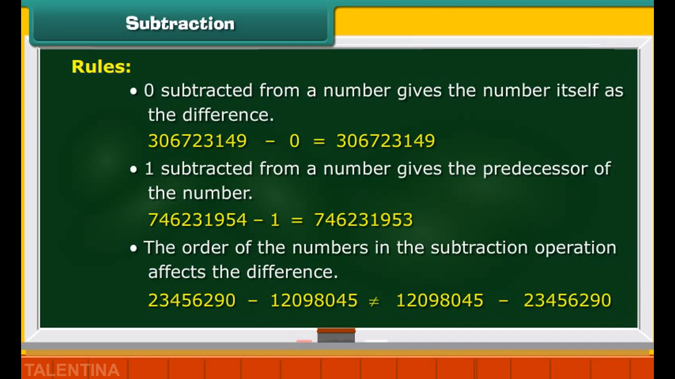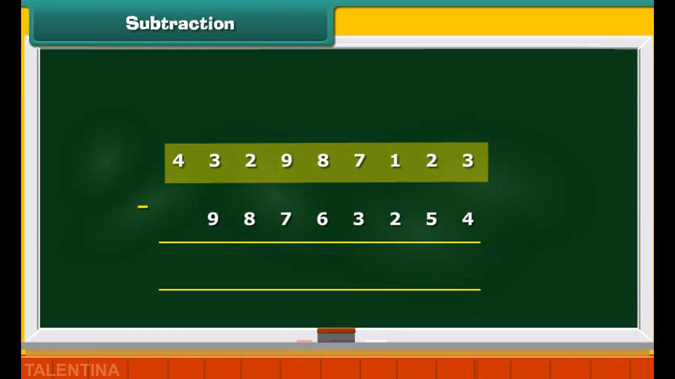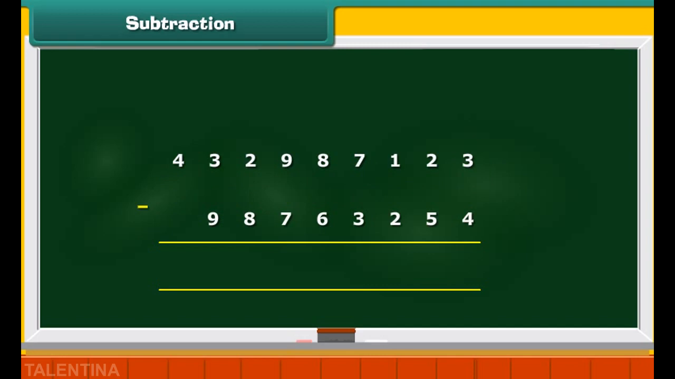Let us now perform subtraction on large numbers. Subtract 98763254 from 432987123. Draw the Indian place value chart. 432987123 is the minuend as it is the larger number. 98763254 is the subtrahend as it is the smaller number. Write the minuend. Write the subtrahend below it.